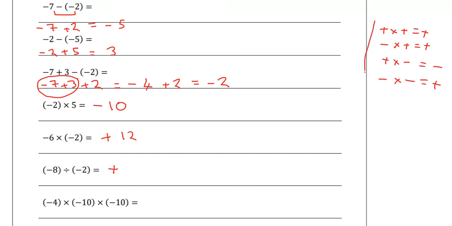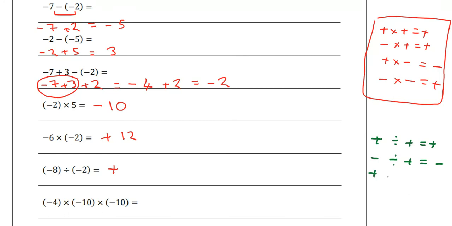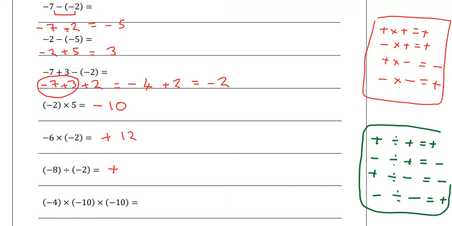And just to make you remember, we can write that down. Let's write that in green. So we've got a positive divided by a positive gives a positive. A negative divided by a positive is a negative. A positive divided by a negative is a negative. And a negative divided by a negative is a positive. So we've got a negative divided by a negative is a positive, and 8 divided by 2 is 4.